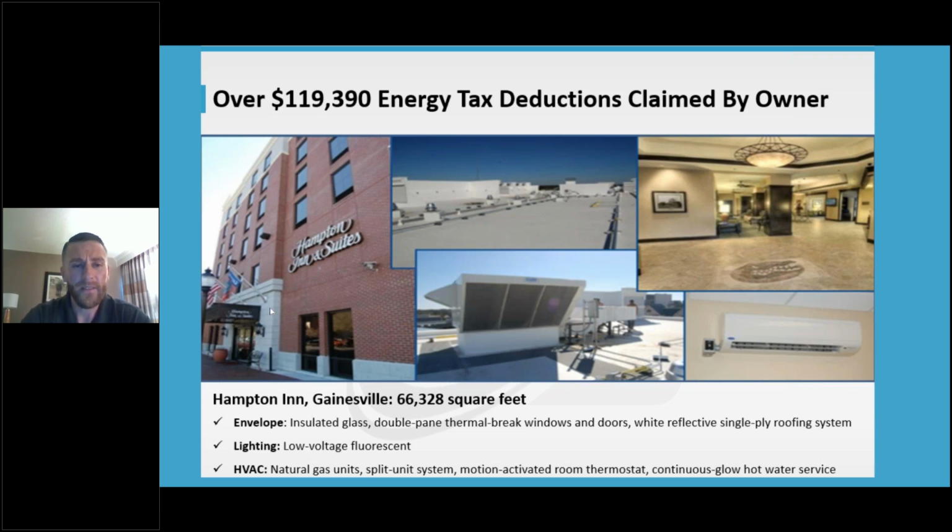So this is a quick example of a Hampton Inn. This building was 66,000 square feet, and just to show the true deduction values, it is an entire per square foot value for this building in particular, based on when it was placed in service. This was a full $1.80 a square foot on the building.